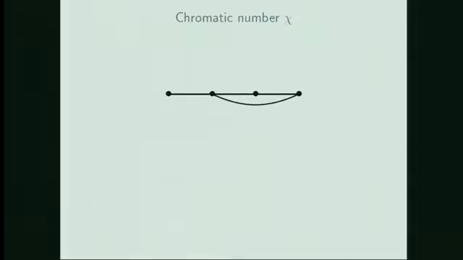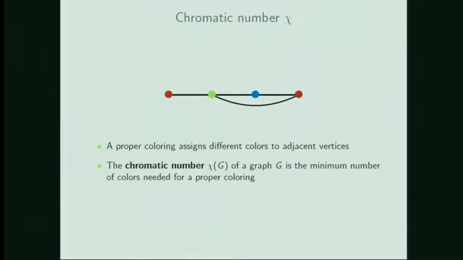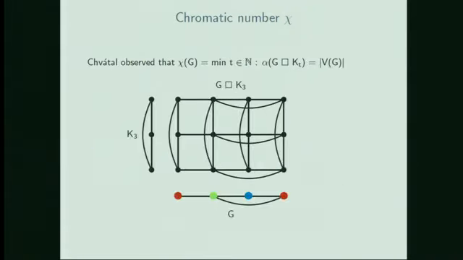So let's start with the classical definition. For the chromatic number, we have a graph. What we want to do is assign to each vertex a color, such that adjacent vertices receive different colors. And the chromatic number is the minimum number of colors such that such a coloring exists. So Shabata had a nice observation on what the chromatic number of a graph is.